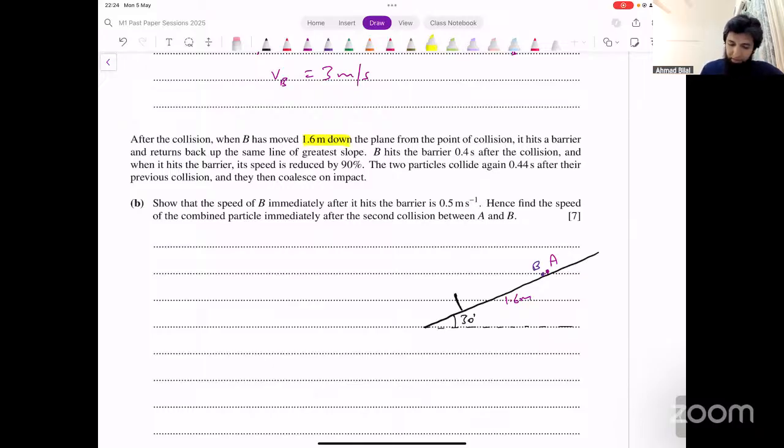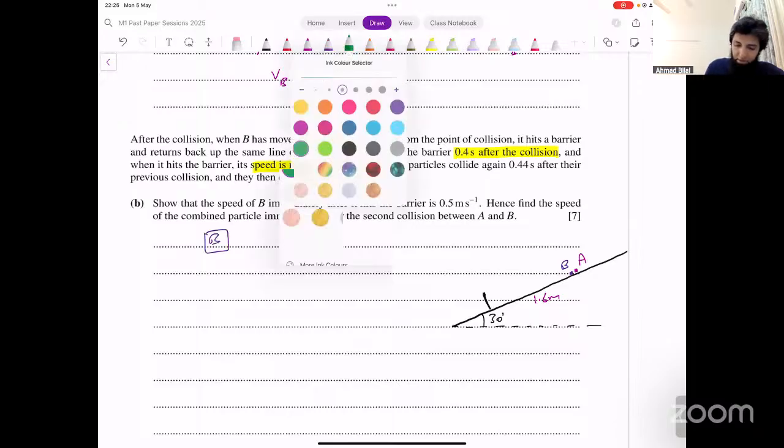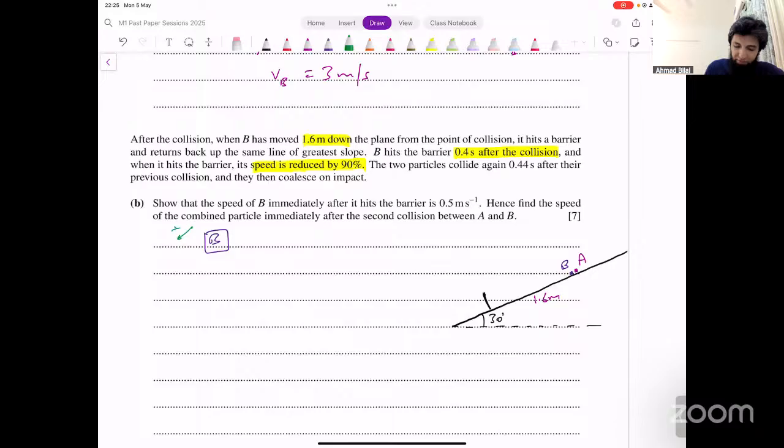Then it returns back. It hits the barrier 0.4 seconds after the collision. And when it hits the barrier, its speed is reduced by 90%. Okay, now let's think about this. What do we know about this journey for B after that first collision? B is moving downwards. We can say this is the positive direction for B. What information do we have about that?